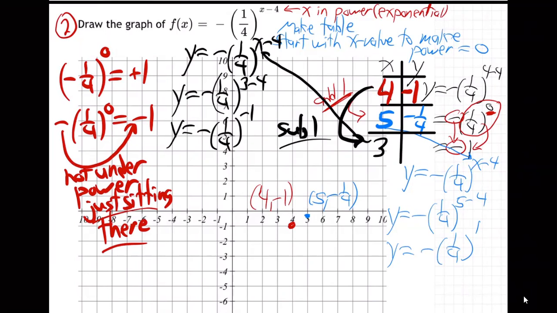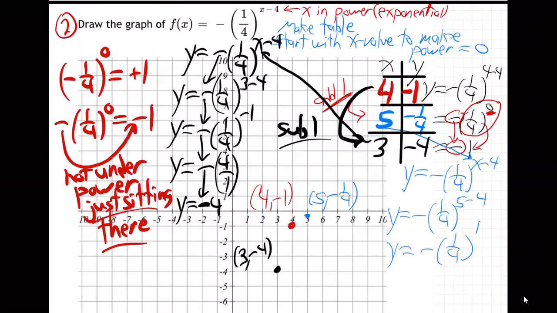Now do you remember what a negative power does? It flips it. It's going to become 4 over 1, which is just negative. But that negative in the front is just sitting there. He's not doing anything but watching the sporting event. So negative 4. Over 3, down 4.